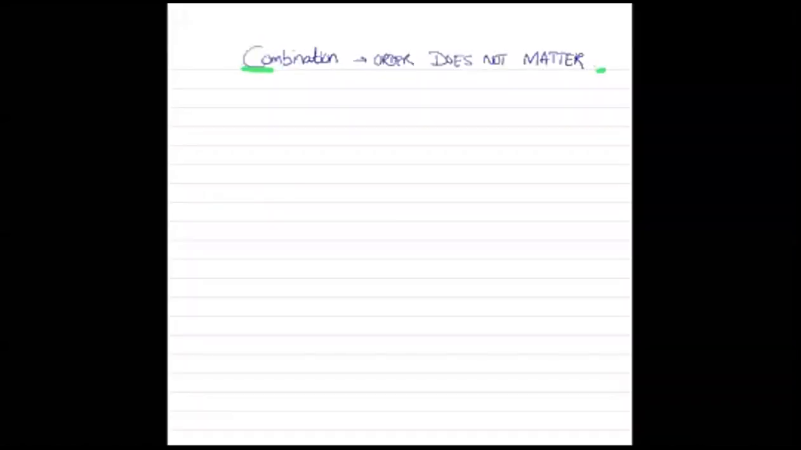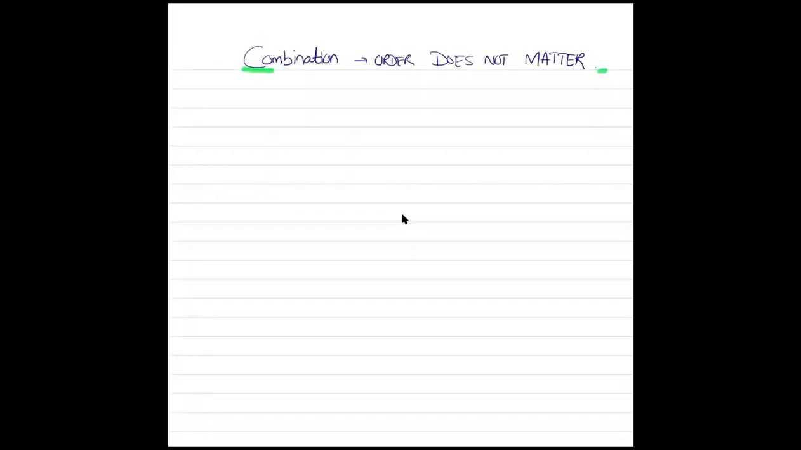Now, in combinations, basically the order does not matter. In permutation, we were very careful about the order in which the things were arranged. In combination, the order will not matter, so it's generally related to selection.